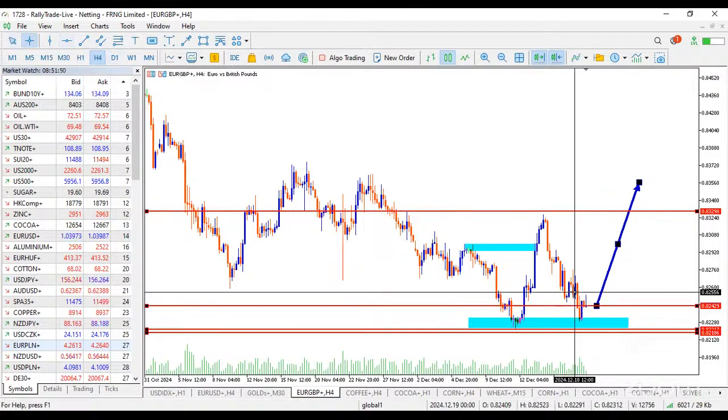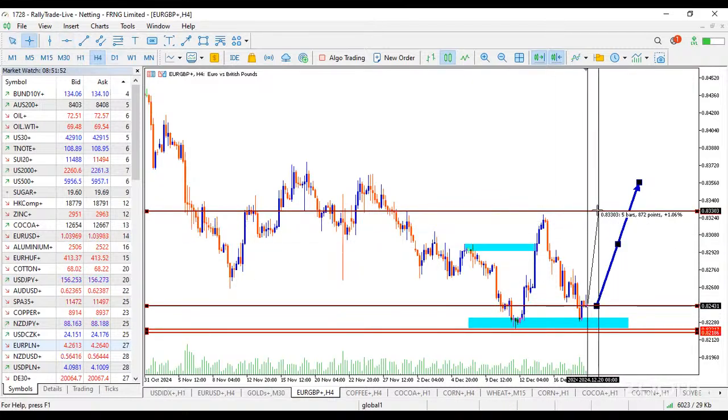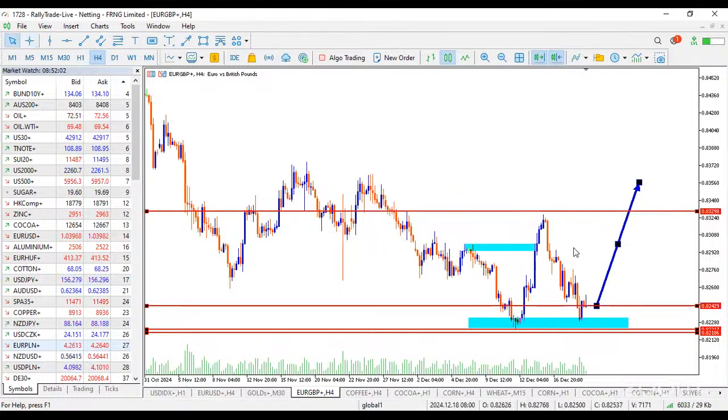So the analysis is not for you if you cannot wait until the market moves this much. This is a very big movement on the H4 time frame. Six of the 4-hour candles make 1 day. So from here to here, how many candles do we have? This is about 2 to 3 days.